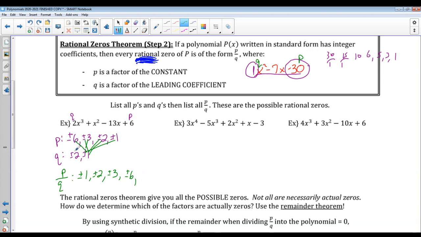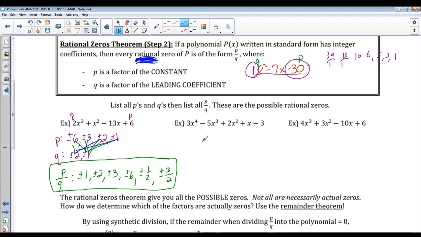Now I can do it with the q value of 2. So 1 over 2, so 1/2 could be a zero of this polynomial. 2 over 2, that's actually already on there, right? 3 over 2, that's not on there yet, so plus or minus 3/2 could be a zero of this polynomial. 6 over 2, that one's already on there. So now I know what the possible zeros of this polynomial could be. In two steps, I can figure out how many positive and negative real roots there are, and then I can narrow down what those possible zeros could be.